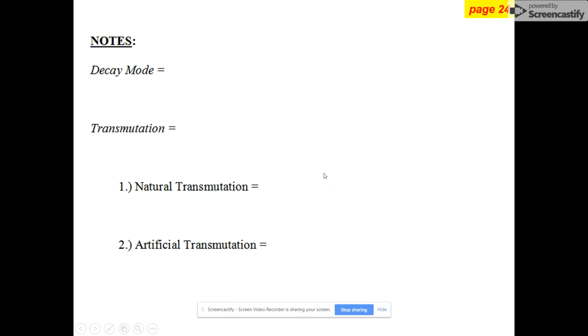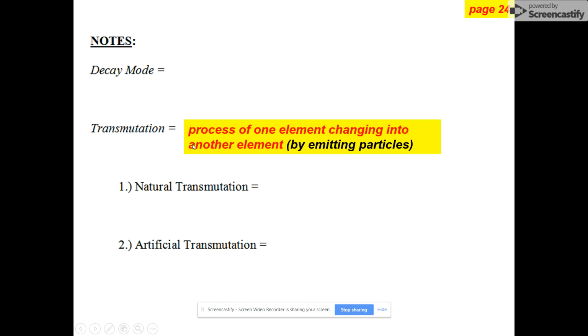We are now to the coolest part of nuclear chemistry. That is transmutation. Mutation means a change of some sort. Transmutation is the process of one element changing into another element by emitting particles or by emitting radiation. We know that an element is basically defined by a certain number of protons and to some degree the neutrons. Well, if we can change the number of protons and neutrons, then we'll have a new element. And that can happen when an atom gets rid of some protons and or neutrons.